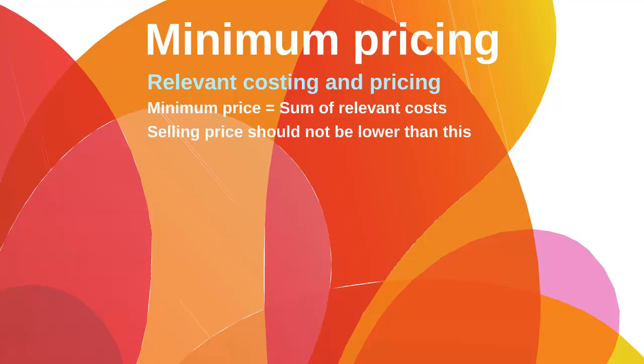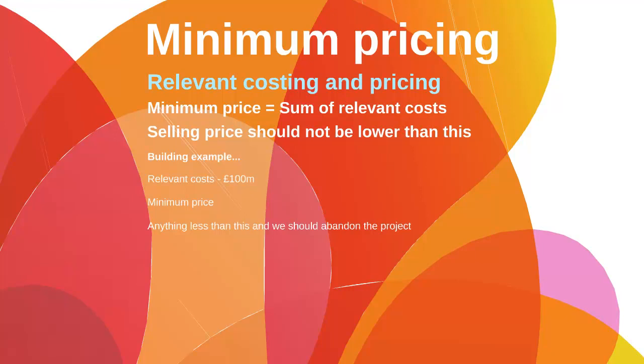And the selling price of any product should not be lower than this minimum price, because of course if the minimum price is the sum of all relevant costs and we sell for cheaper than the minimum price, then we would be losing money on every product we sold, which of course is not what we want to do. So going back to our building example now, the relevant costs were 100 million. So the minimum price should also be 100 million, and anything less than this and we should abandon the project.